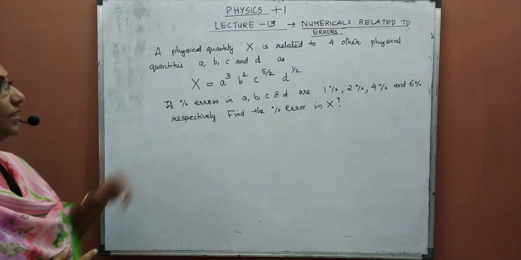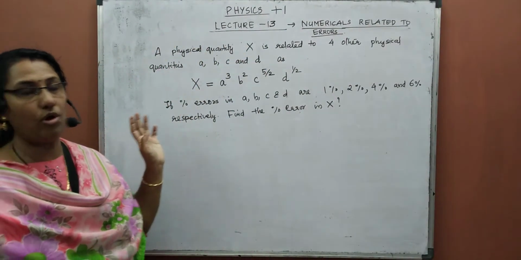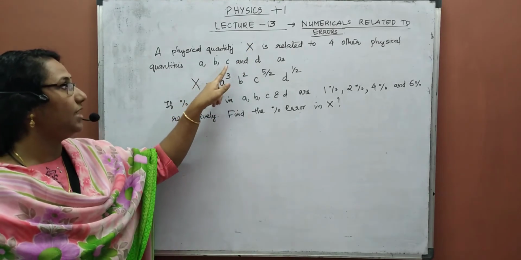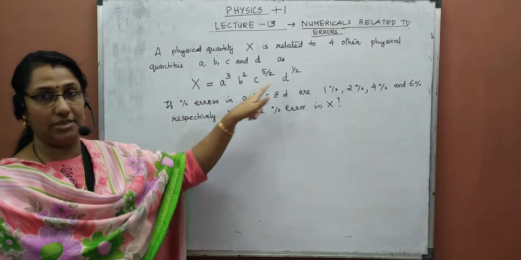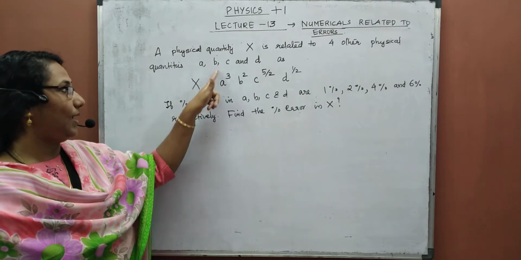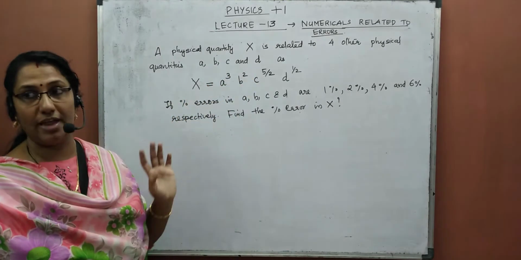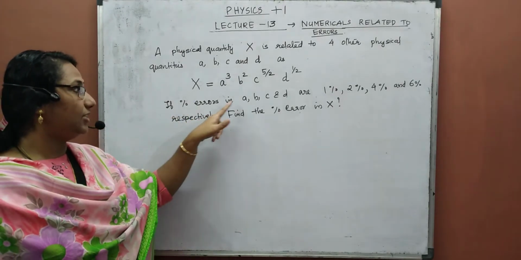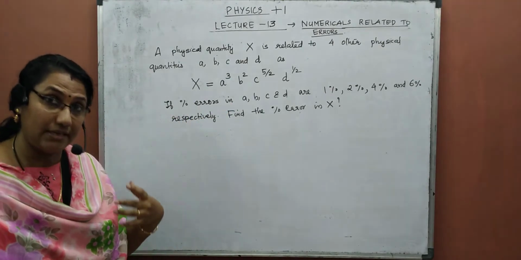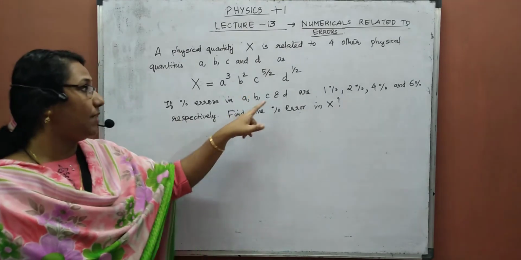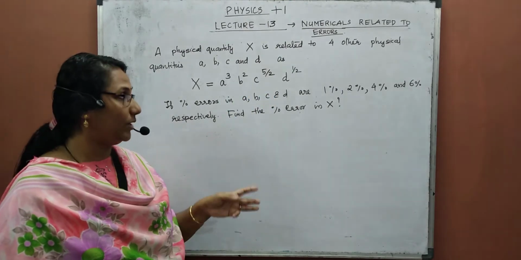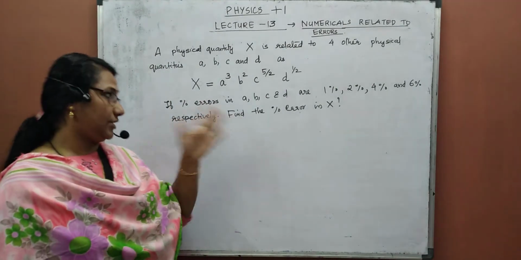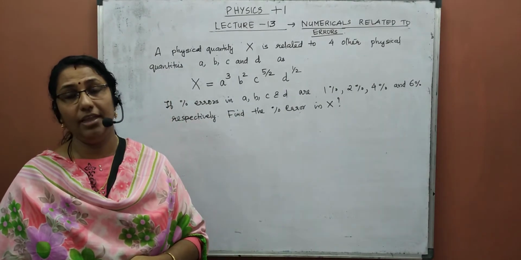So, a physical quantity X is related to four other physical quantities. A quantity X is related to A, B, C and D as the equation is given. X is equal to A cube, B square, C raised to 5 by 2, D raised to 1 by 2. Okay. The percentage errors in each quantity are given: A, B, C, D are respectively 1%, 2%, 4% and 6%. Respectively, find the percentage error in X.